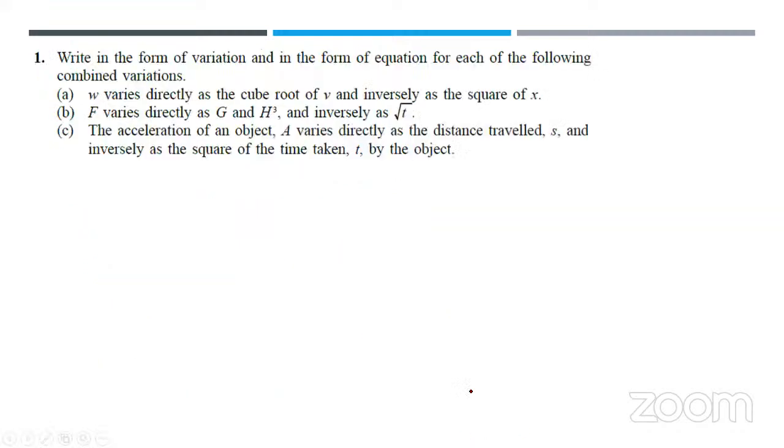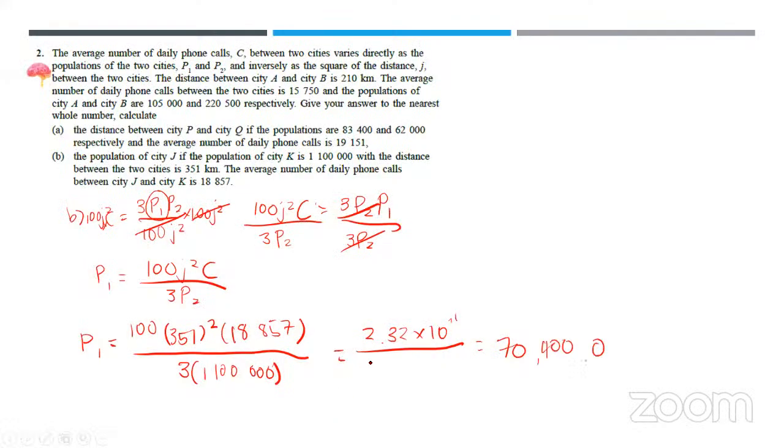Okay, this equals 70,400. So yeah, we don't have to square it or anything. Just make sure to put down the unit. Actually, no, for this one you don't have to write down the unit, but it's better if you know that this is people, right? So 70,400 people. That's the amount of people in the population of city J.